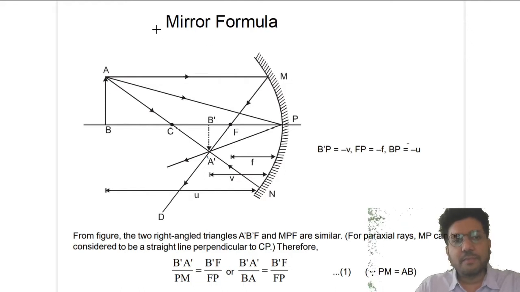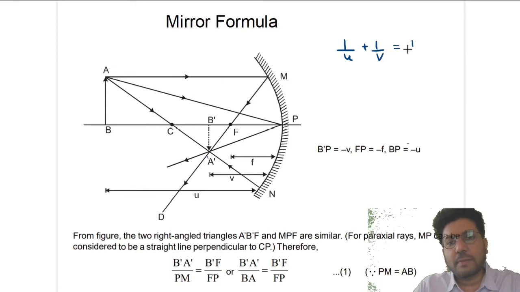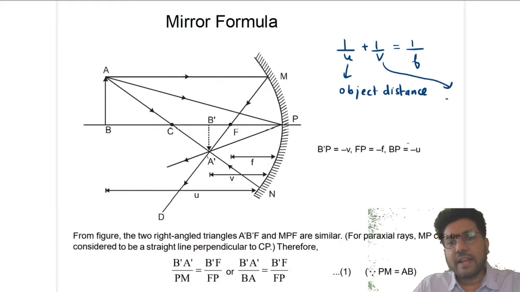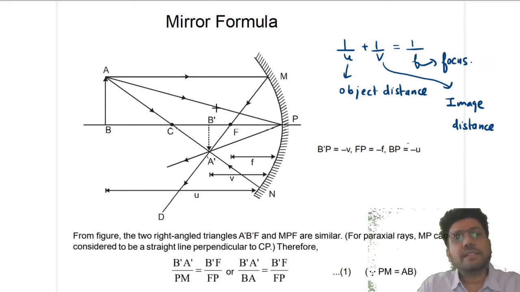So first, the mirror formula. The mirror formula is 1 by u plus 1 by v is equal to 1 by f, where u is called the object distance, v is called the image distance, and f is the focus. F is the focus, right? Now, let us derive this formula.